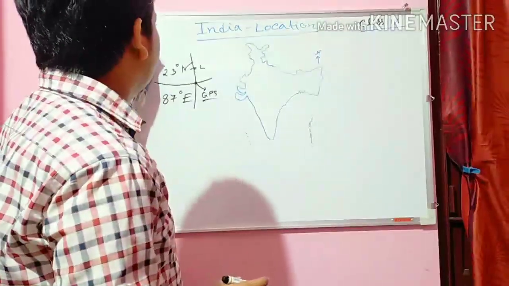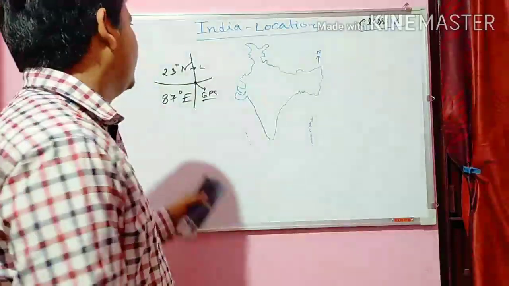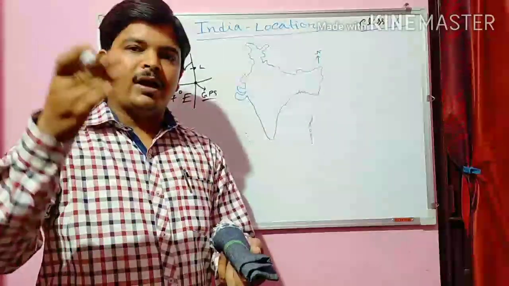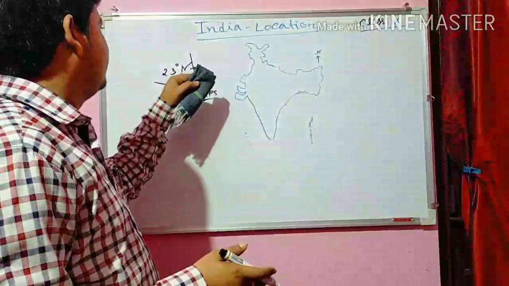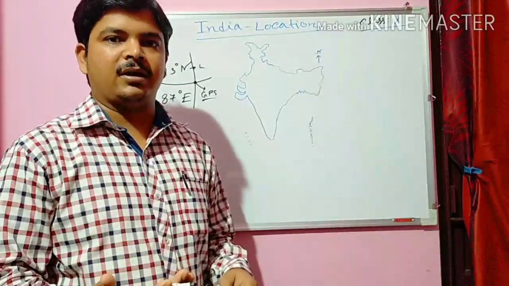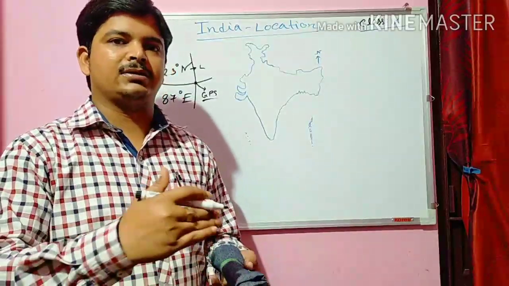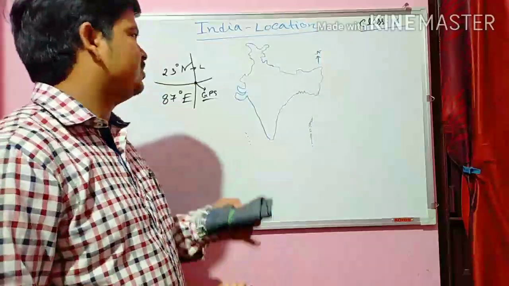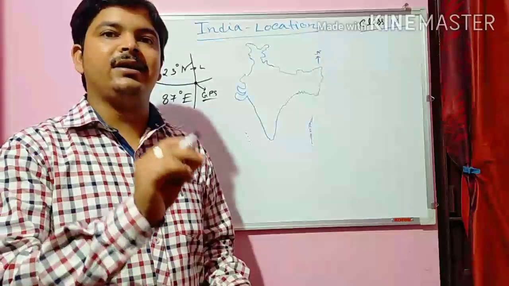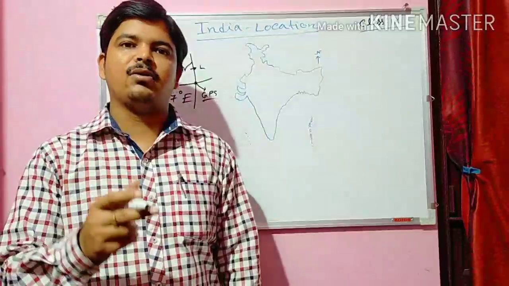What is latitude and what is longitude, I have already read in class 6. Latitude means it is an angular distance from the equatorial plane to any place. So why is it written N? Because it is in the northern hemisphere. As you know, the equator divides our earth into two equal halves, the northern hemisphere and the southern hemisphere. So 23 degree is the angular distance. Degree is a symbol for angle, to express angle.